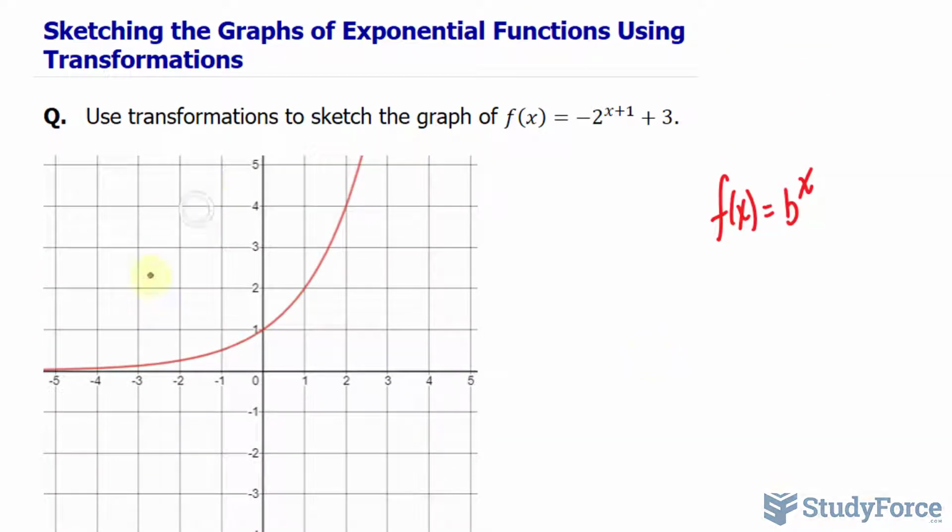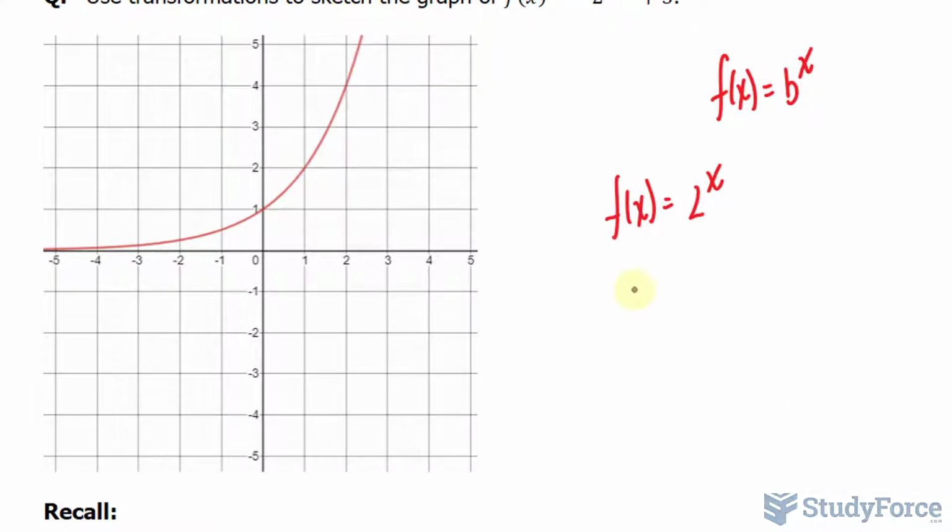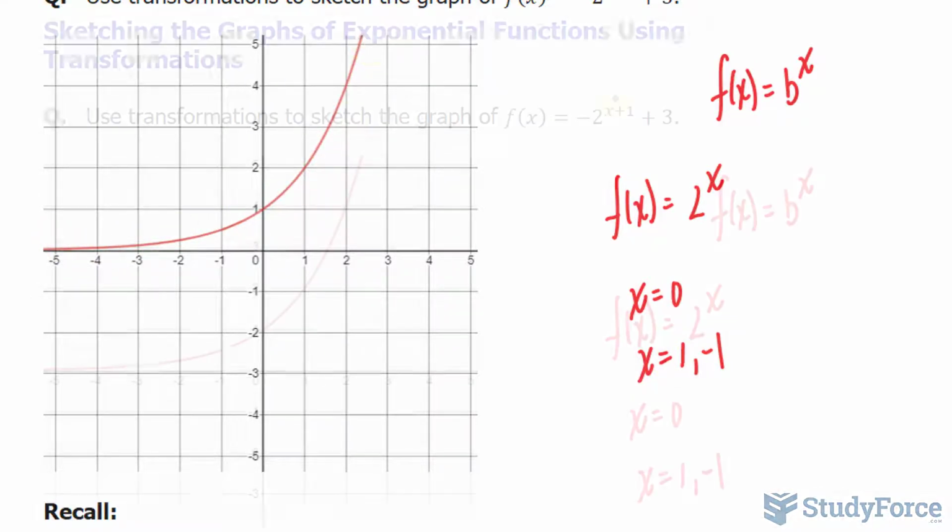As you can see in the graph that I have here, I've drawn out what f of x is equal to 2 to the power of x looks like. And the way you can find this on your own without a pre-rendered graph like this is simply substitute some values into the function. Substitute x is equal to 0, x is equal to 1, and negative 1. And you should get something that looks like that.